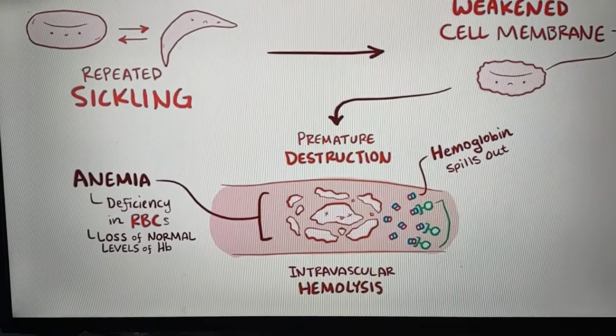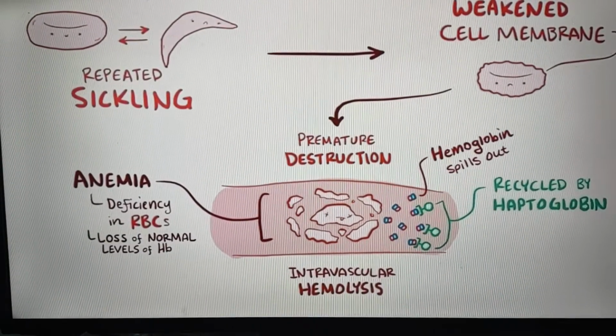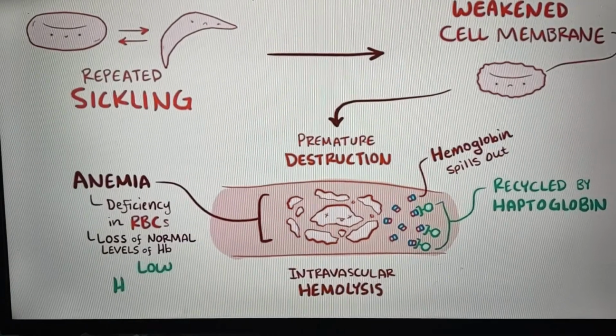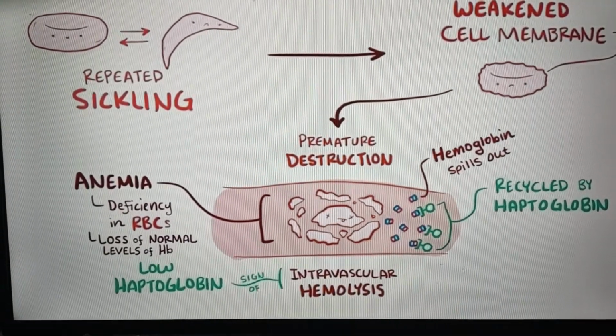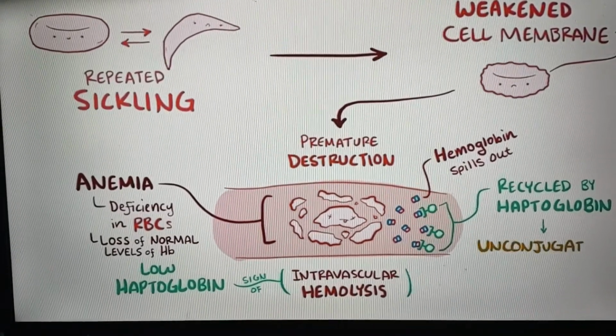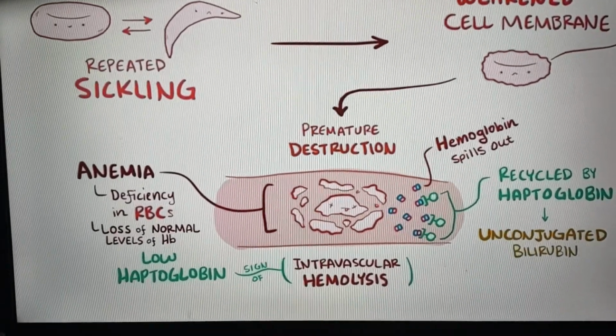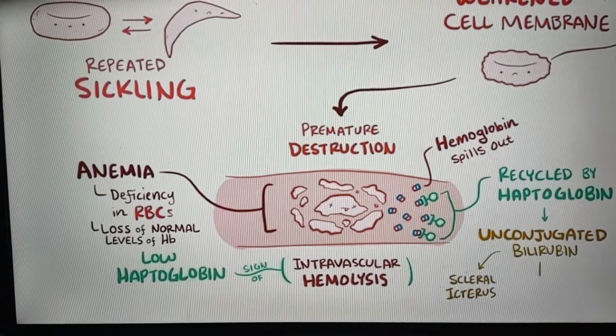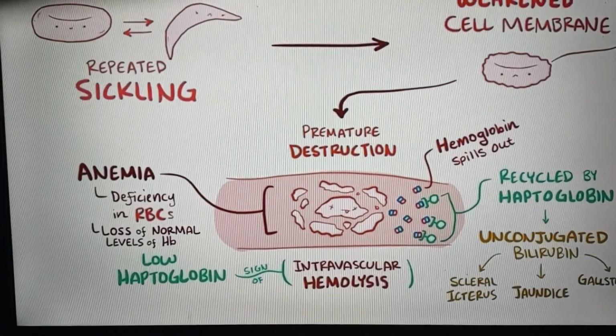Free hemoglobin in the plasma is bound by a molecule called haptoglobin and gets recycled, which is why a low haptoglobin level is a sign of intravascular hemolysis. Recycling of that heme group yields unconjugated bilirubin, which at high concentration can cause scleral icterus, jaundice, and bilirubin gallstones.